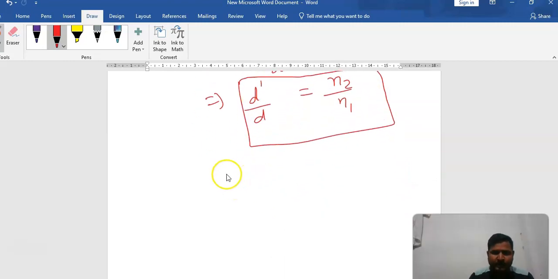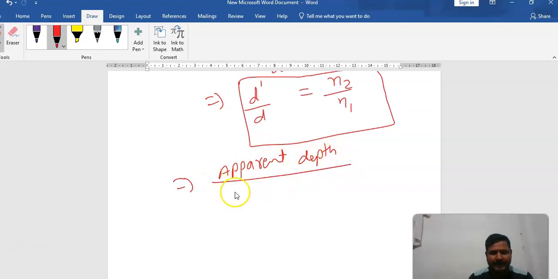So what do we have to do? What is d dash? d dash is the apparent depth. This is the apparent depth by the real depth, and that should be equal to n2 by n1.